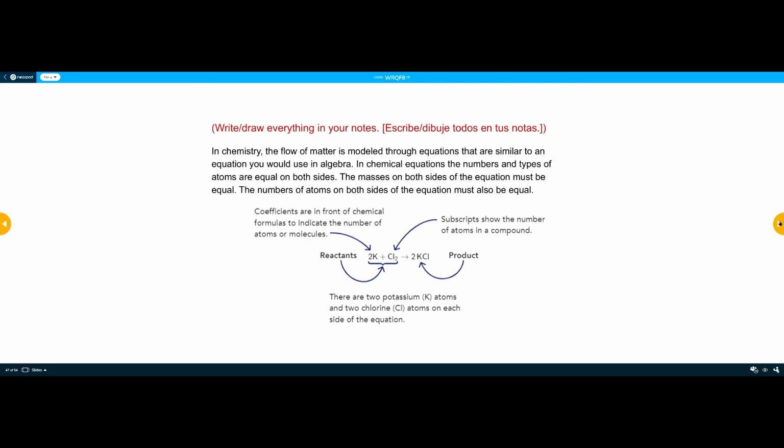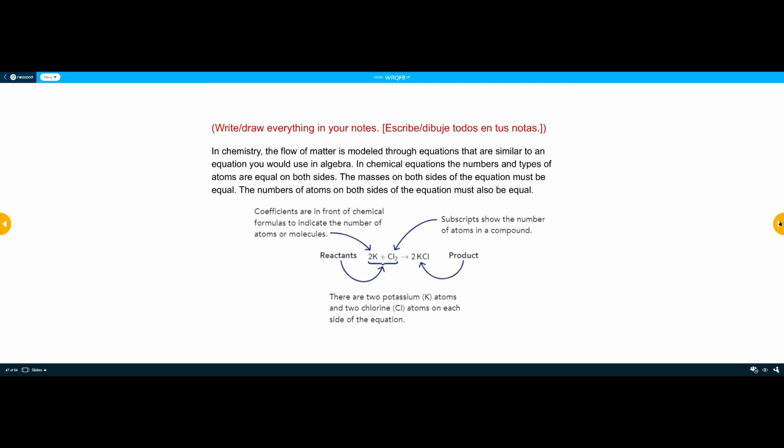Now, it's not listed here, but hopefully you'll notice that these statements follow the law of conservation of mass, where no mass has been gained or lost, but somehow we have to keep track of all of the numbers of atoms so that the masses are the same on the left-hand side, called the reactant side, and the right-hand side, called the product side.